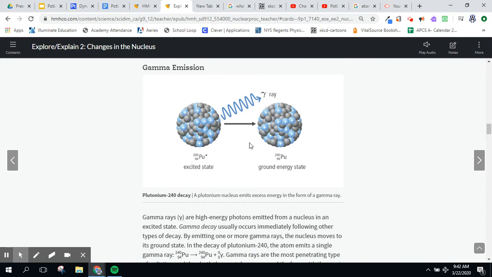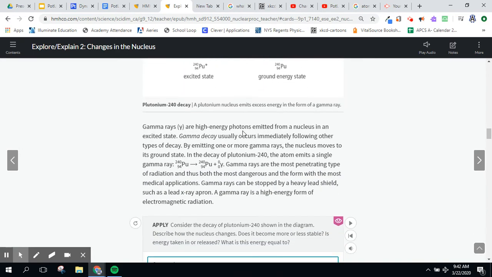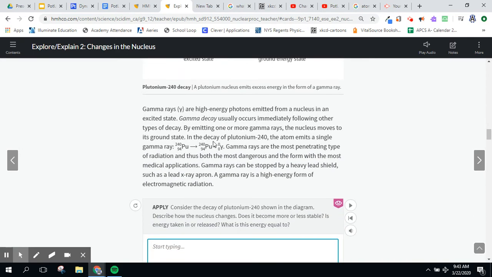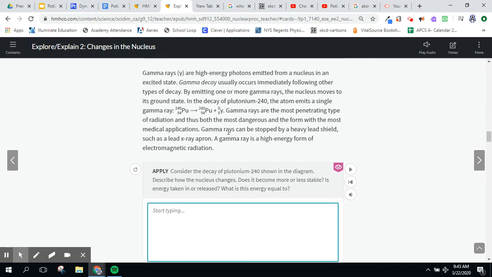Then we have our gamma emission, where we have this excited state of plutonium, and we can see that we're not changing our masses. So this gamma ray is an electromagnetic ray. It has no mass, but it has a lot of energy that is based on its frequency and Planck's constant. So we see that the masses are still going to balance up, and that they are our most damaging ones.